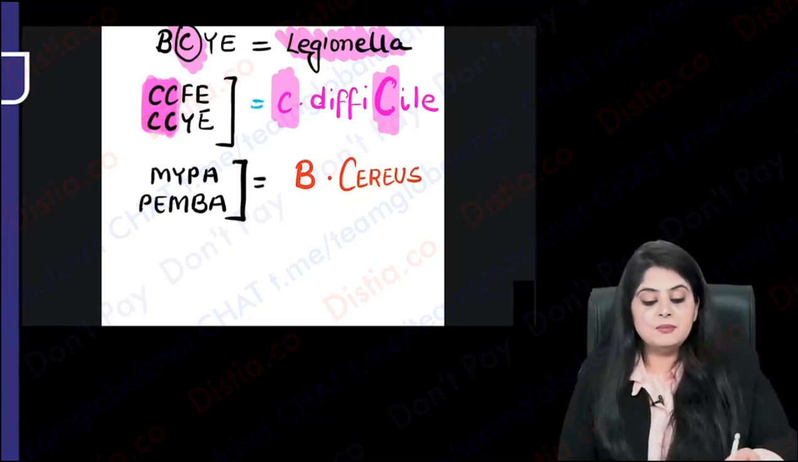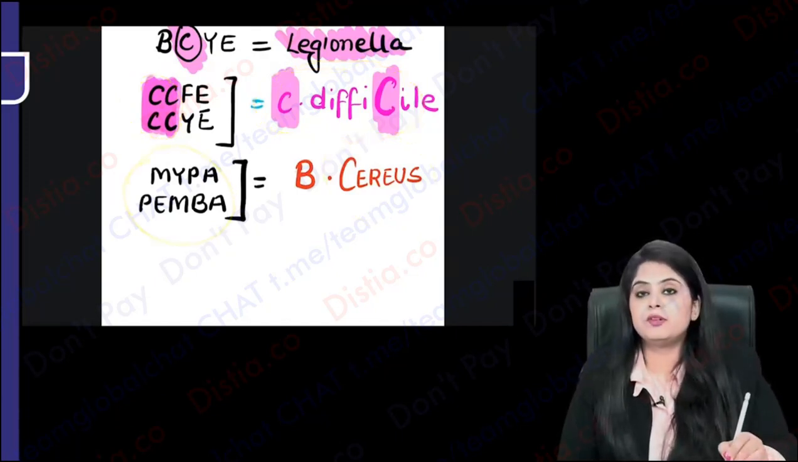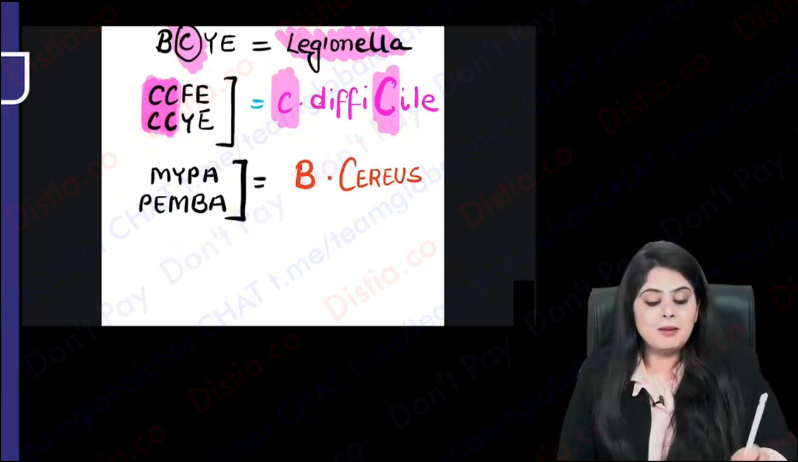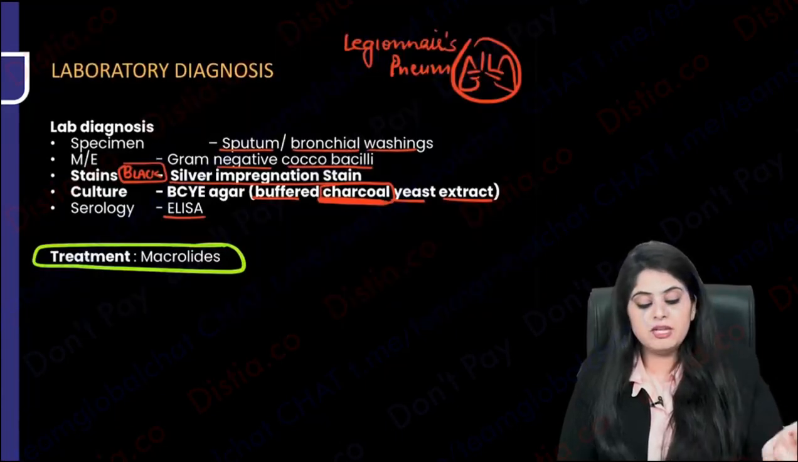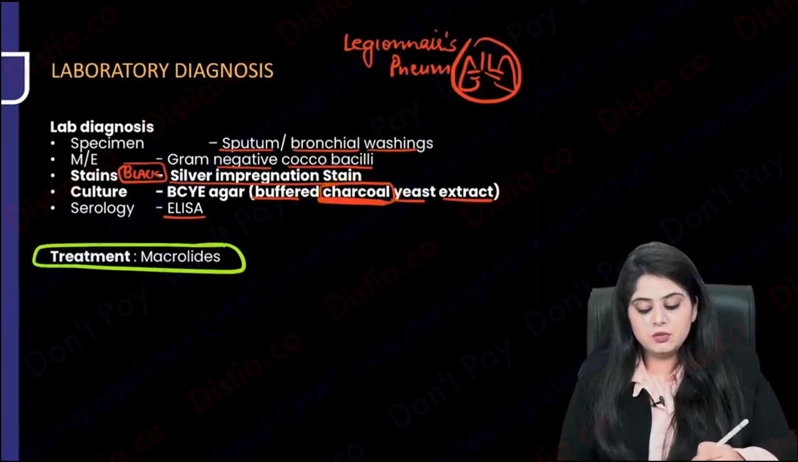So remember, BCY: if any charcoal black came, the lungs going black is Legionella. CCCC came, then difficile. And a serious politician suddenly said, no proper speech, started saying Rumba Rumba, that kind of speech, that was MIPA PEMBA. So now there should not be any confusion. BCY, charcoal for Legionnaires. Now let's move on to the next one.